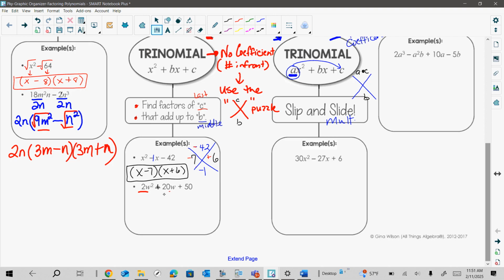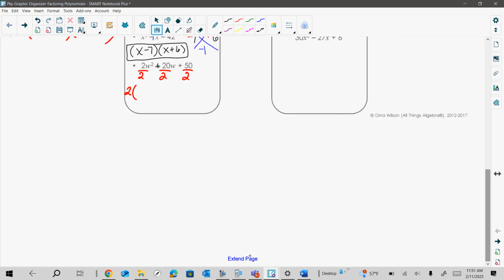Here, you're going to have to do a GCF first. The GCF is the 2. 2 can go into each of those 3 terms. So the 2's coming outside the parentheses. Let me extend my page. Leaving you with w squared plus 10w plus 25.